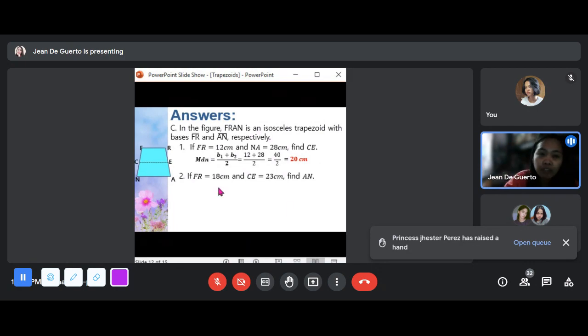Okay, number 2, if FR is 18 centimeters and CE is 23, what will be the measure of AN? So, yung isa sa mga base ang hinahanap. Given yung isang base at saka yung median.